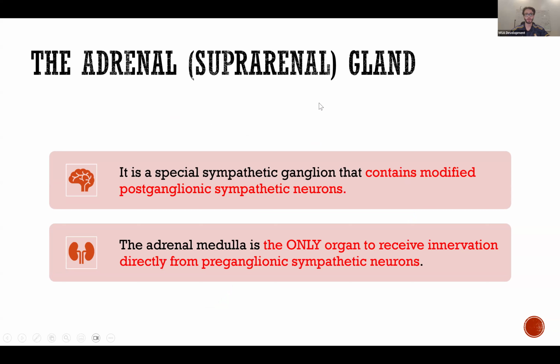Now, logically speaking, if the sympathetic nervous system wanted to stimulate the adrenal gland, would it need to pass through a ganglion and turn into postganglionic neurons? We don't need that. This organ already has postganglionic sympathetic neurons. This is why the adrenal gland is the only organ to receive innervation directly from preganglionic sympathetic neurons.